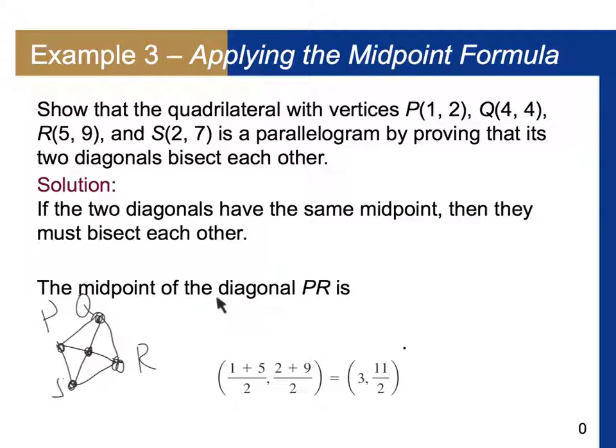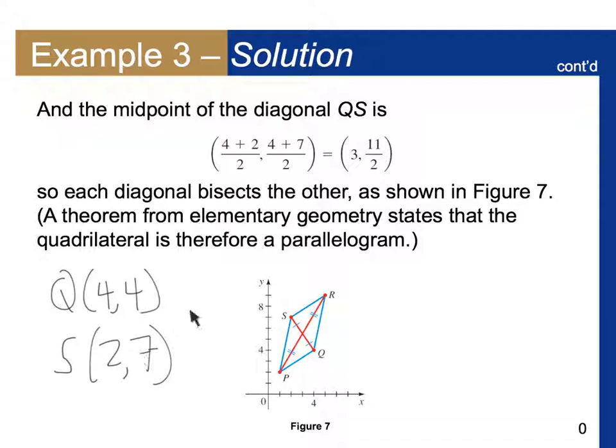So we take the midpoint of the diagonal PR by taking the x's and adding them, 1 plus 5 divided by 2. And then add the y's and divide by 2, so 2 plus 9 divided by 2, and that's 3, 11/2. So that's the midpoint of PR. Then we take the midpoint of the other 2 points, which is QS.